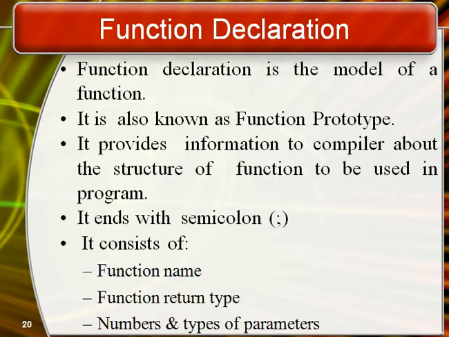Now the details of function declaration. Function declaration is a model of a function. It's also called function prototype. It provides information to the compiler about the structure of the function to be used in the program. And function declaration is terminated with a semicolon. It consists of these three parts, that is the name of the function, then the return type of the function, the number of parameters and the type of parameters within that function.